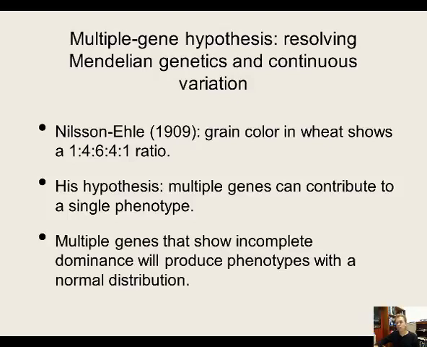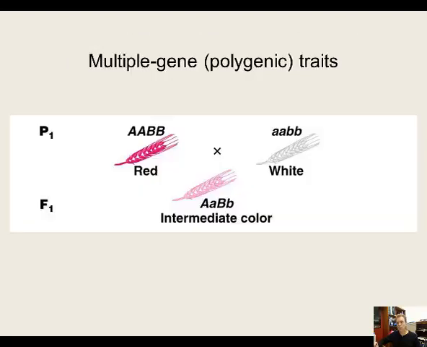If multiple genes showed incomplete dominance, you would produce phenotypes with a normal distribution. And that's the key for this lesson today. Multiple genes that show incomplete dominance will produce phenotypes with a normal distribution. Let's see how that works.